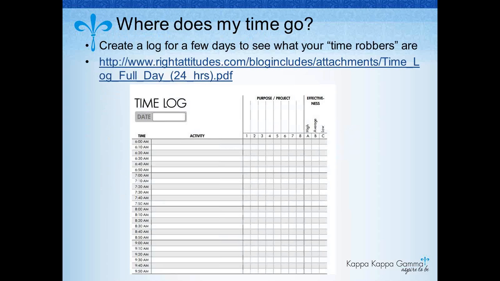But what you can do is just track what you're doing at any given time throughout the day, and then how useful is it? You see there the effectiveness. Is it high, average, or low? Is it useful? Is it helping you achieve your goals? The purpose and project, this specific log has more instructions on the link that's on the screen. But again, you can find these all over the web. But it's a really useful exercise to see where your time is going.